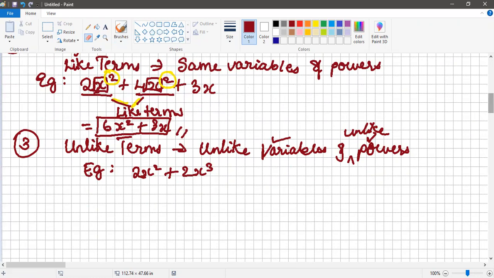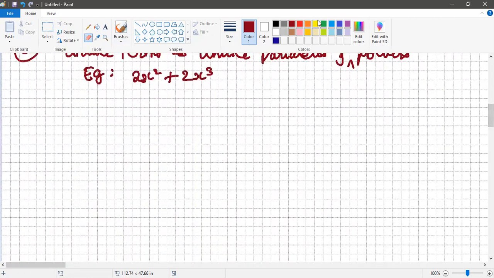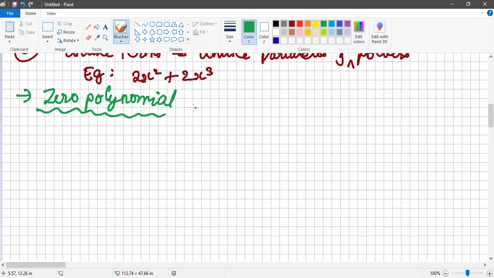Now, what was the second topic we had? Zero polynomial. So let's go now to zero polynomial. What is a zero polynomial? By the word zero polynomial itself, we can say that the number 0 itself is known as the zero polynomial. So keep in mind, zero polynomial is nothing but 0.